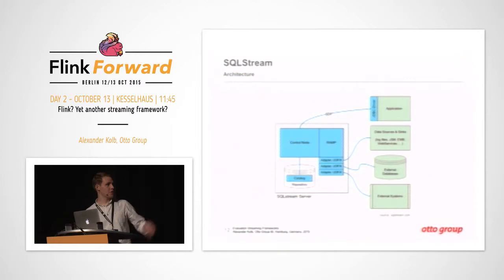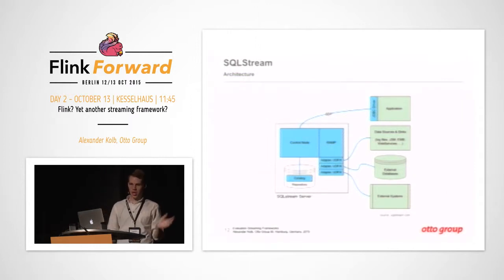What they have is this SQLstream server where you have a catalog of SQL queries and you're running these on a control node against your stream. On the right side are all the external sources that you can plug into this server. This is a single node, so it's not distributable. You have to use a load balancer and Kafka to do that manually.